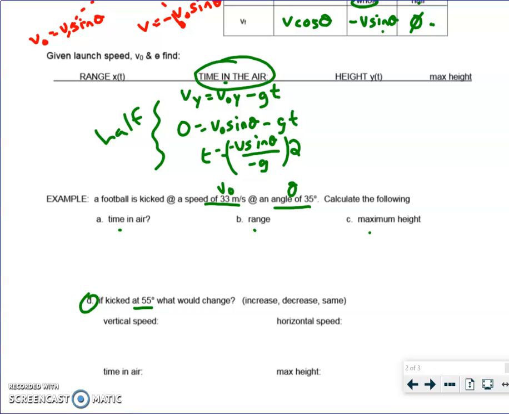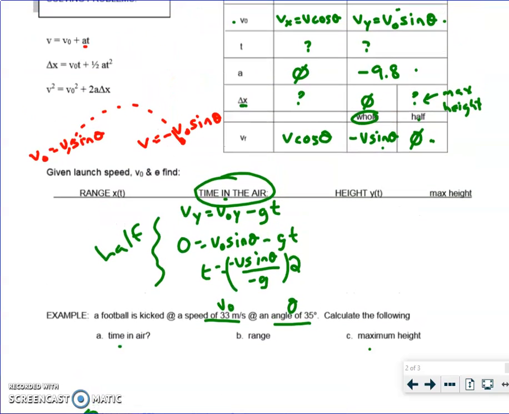Now, for the range, it's a little bit easier. Range is a horizontal position. So go back to my x equation, this is what I'm looking for. I know the acceleration is 0. I know the initial horizontal speed. I just need the time. Well, we just found the time. The time was based on this equation. So why don't I put in a time here?